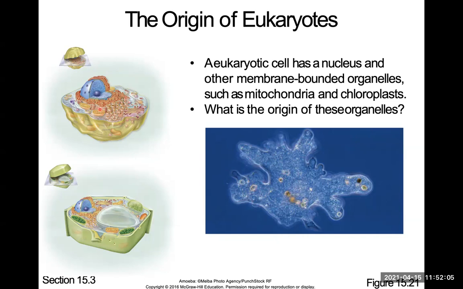We covered this, I can't remember the chapter, but it was called the endomembrane system. Endo means inside, and membrane refers to membranes, so there are a lot of membranes inside. So what is the origin of these organelles? Let's look at how we might have gotten these cells from prokaryotes.